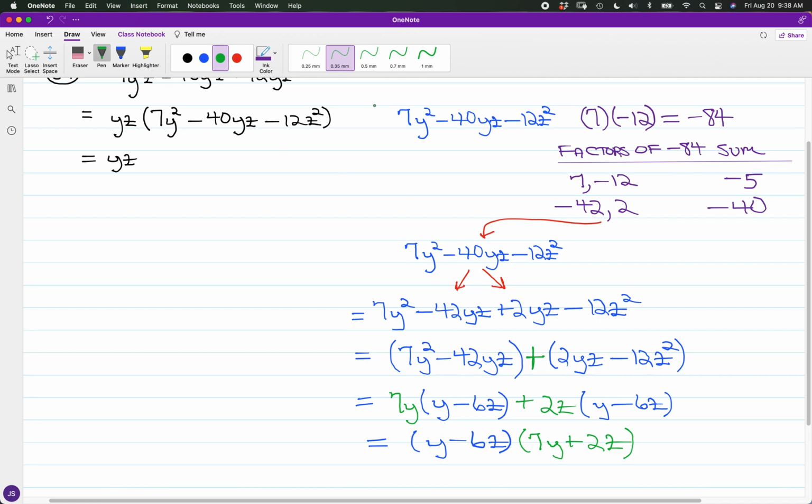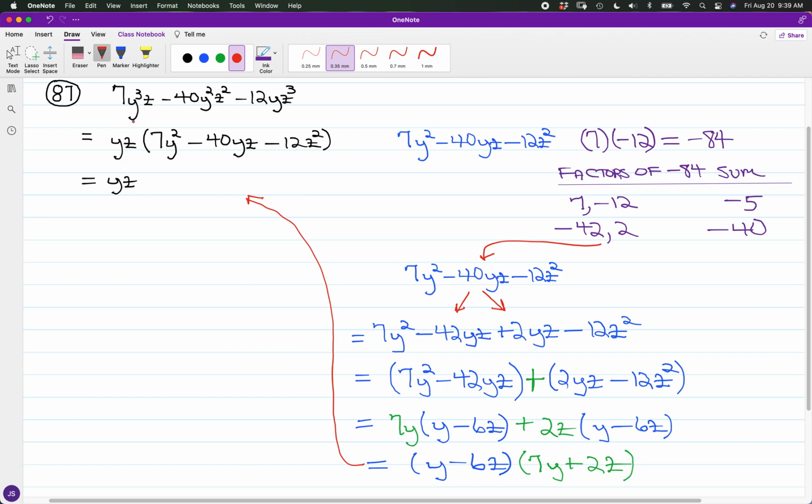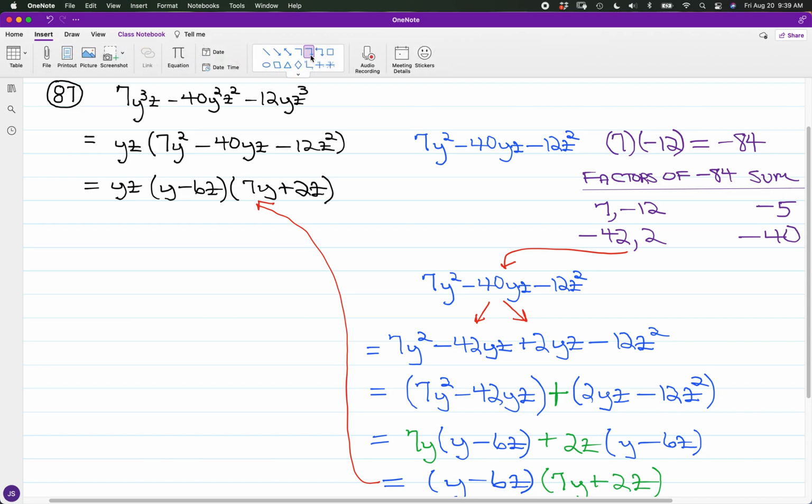So this completes that part, and putting it all together, with the problem itself, we had drawn out yz, the greatest common factor, and then factored this trinomial. In factored form, we have yz times the quantity y minus 6z times the quantity 7y plus 2z. And that is the complete answer.